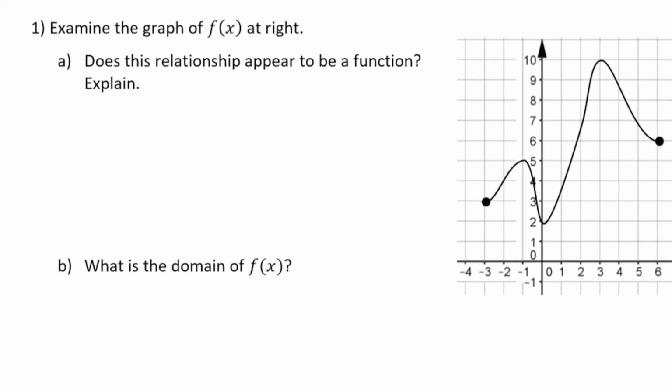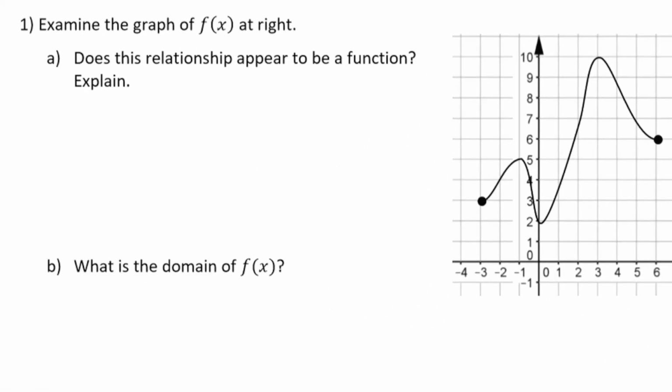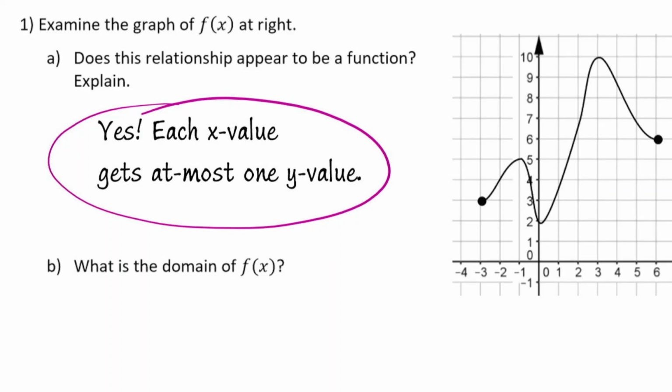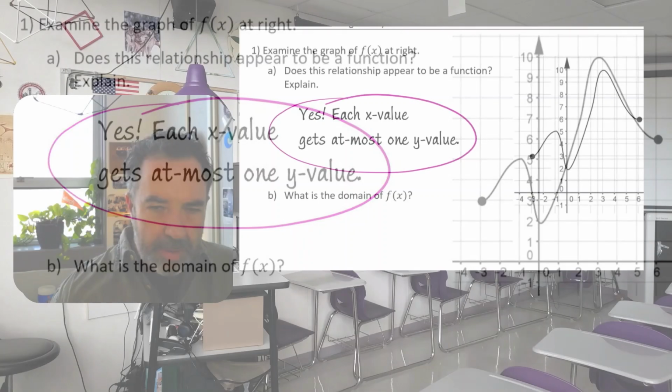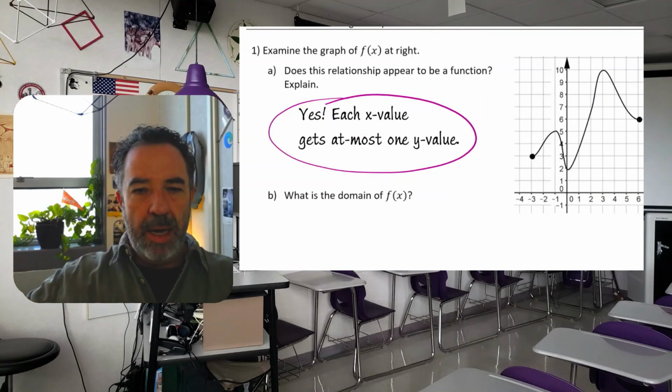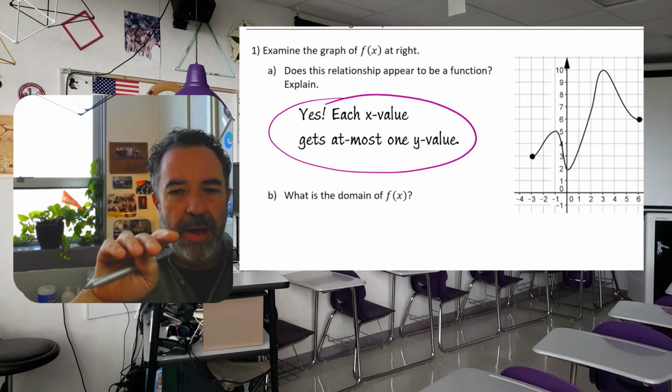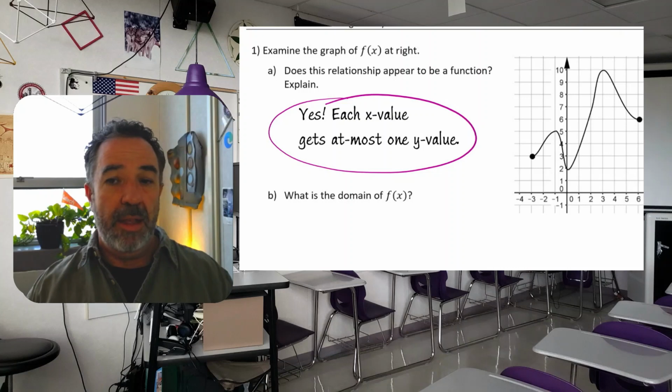So this, we're going to just say, yeah, this is a function, then we'll say why. So you can see on here I've written, yes, this is a function because each x value gets at most one y value. The next question we have is, what's the domain of this function? And I always do this. When I'm talking about the domain, it's the x values. It's those input values along the x-axis that are possible.